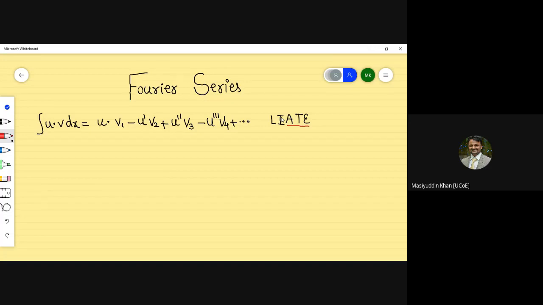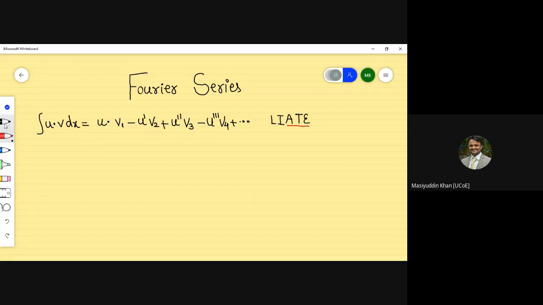So you should remember that when exponential and algebraic functions are present, there is one special formula. When the problem comes, I will revise the formula for exponential into trigonometric. But for algebraic and trigonometric, and algebraic and exponential, if the functions come like this, you have to use this formula. Please remember these things.